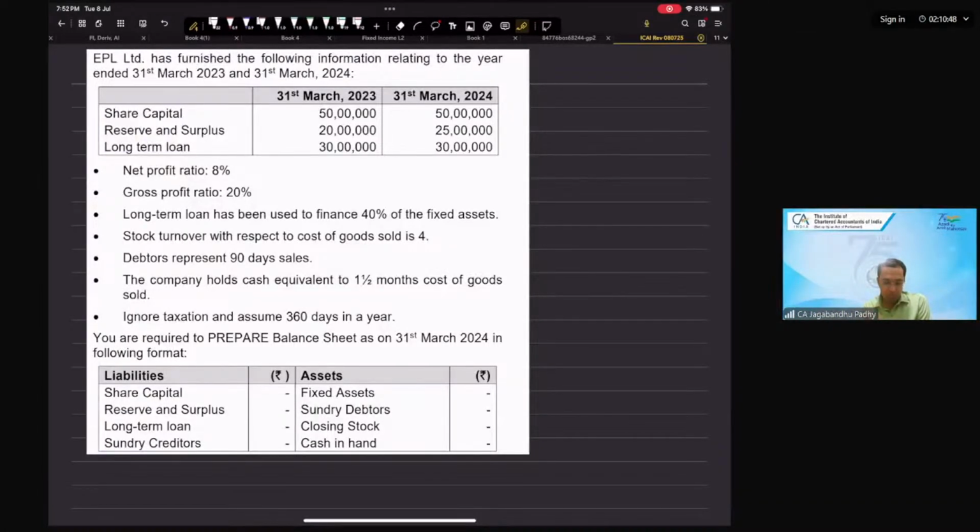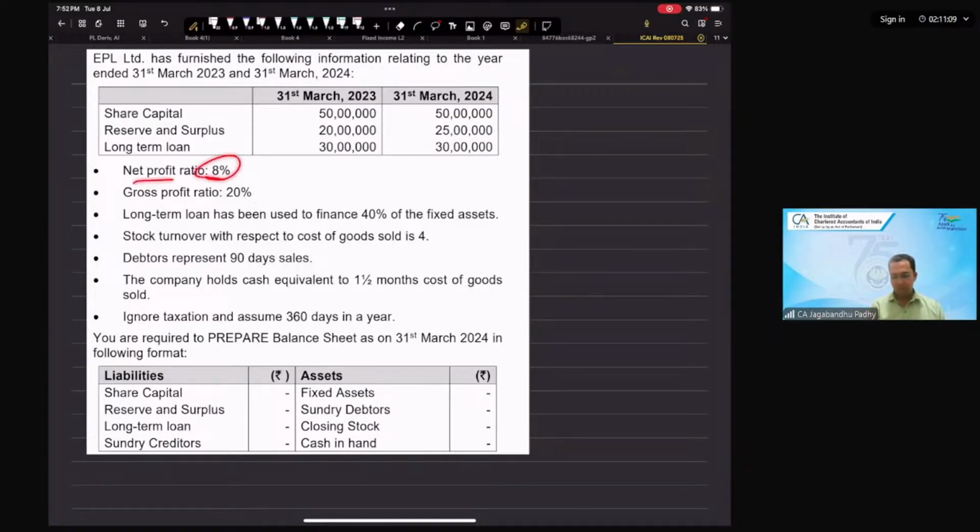So we have share capital of 50 lakh in both the years. Reserves and surplus are 20 lakh and 25 lakhs. Long-term loans are 30 lakhs. The only change is the reserves and surplus. That 5 lakh in reserves and surplus is due to maybe the profits.